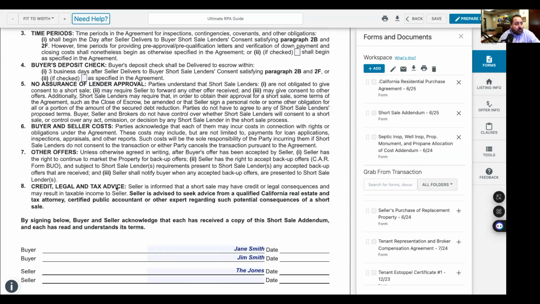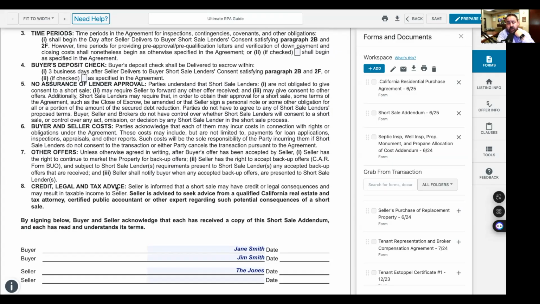Other offers: unless otherwise agreed in writing, after buyer's offer has been accepted, seller has the right to continue to market the property for backup offers. Seller has the right to accept backup offers and, subject to short sale lender's requirement, present to short sale lenders any accepted backup offers that are received. And seller shall notify buyer when any accepted backup offers are presented to short sale lender. So most, I don't think it's all, still require lenders when you're negotiating the short sale to look for other offers just in case you get something that's better than what you're negotiating.